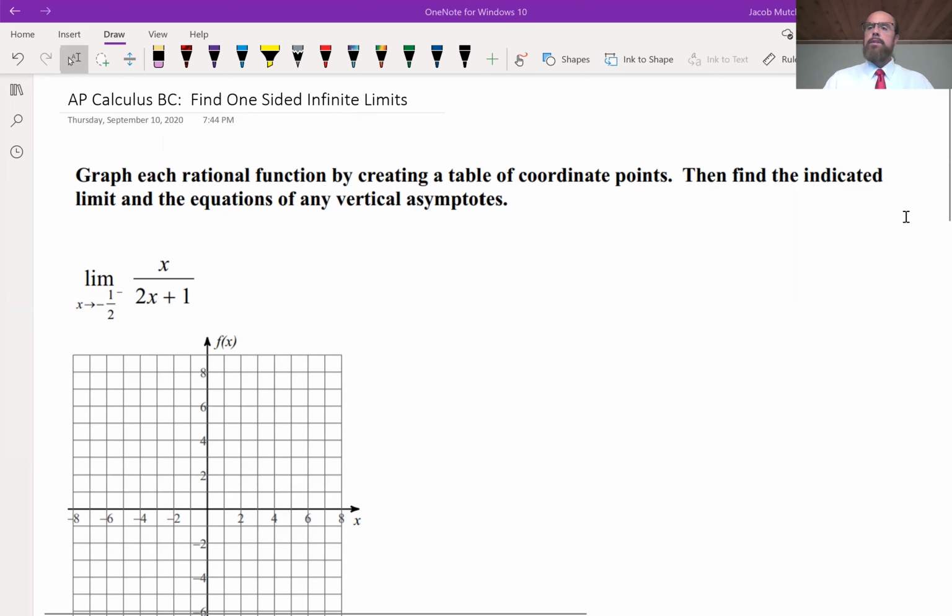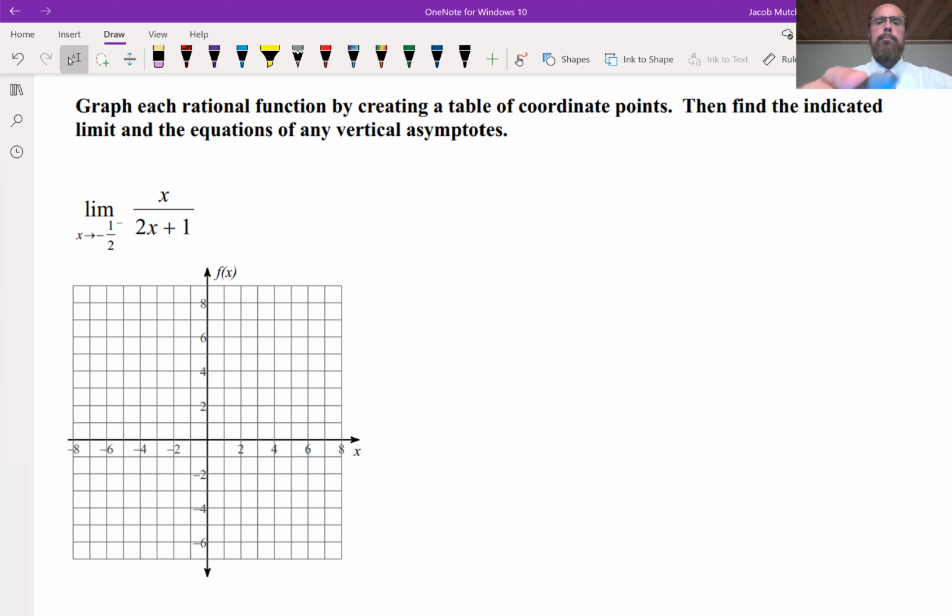So our first task is to graph this function by creating a table of coordinate points. Then I want to find the indicated limit. In this case, the limit as x approaches -1/2 from the left-handed side of x over 2x plus 1. And then I want to write the equations of any vertical asymptotes. Let's graph the function to begin.